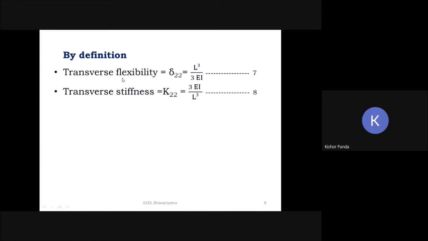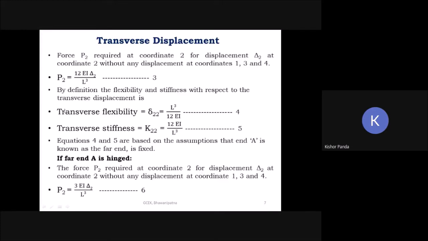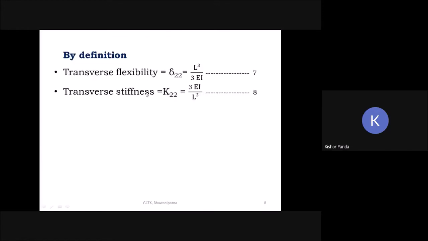So this is the transverse flexibility and transverse stiffness when the far end is fixed, and this is the transverse flexibility and transverse stiffness when the far end is hinged.